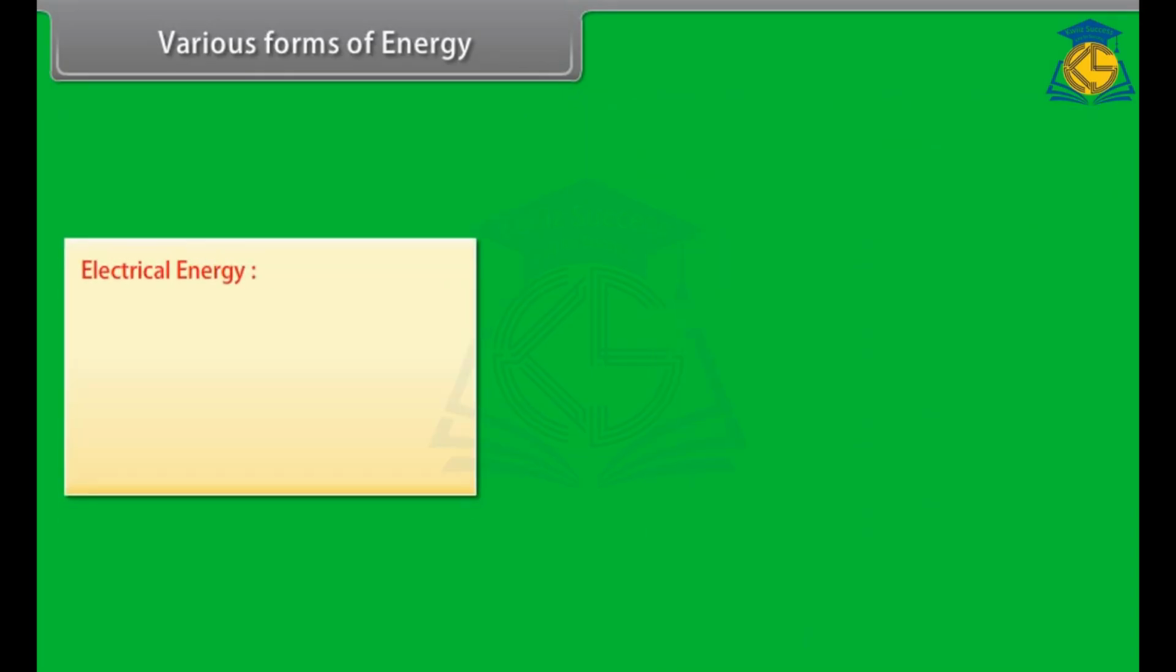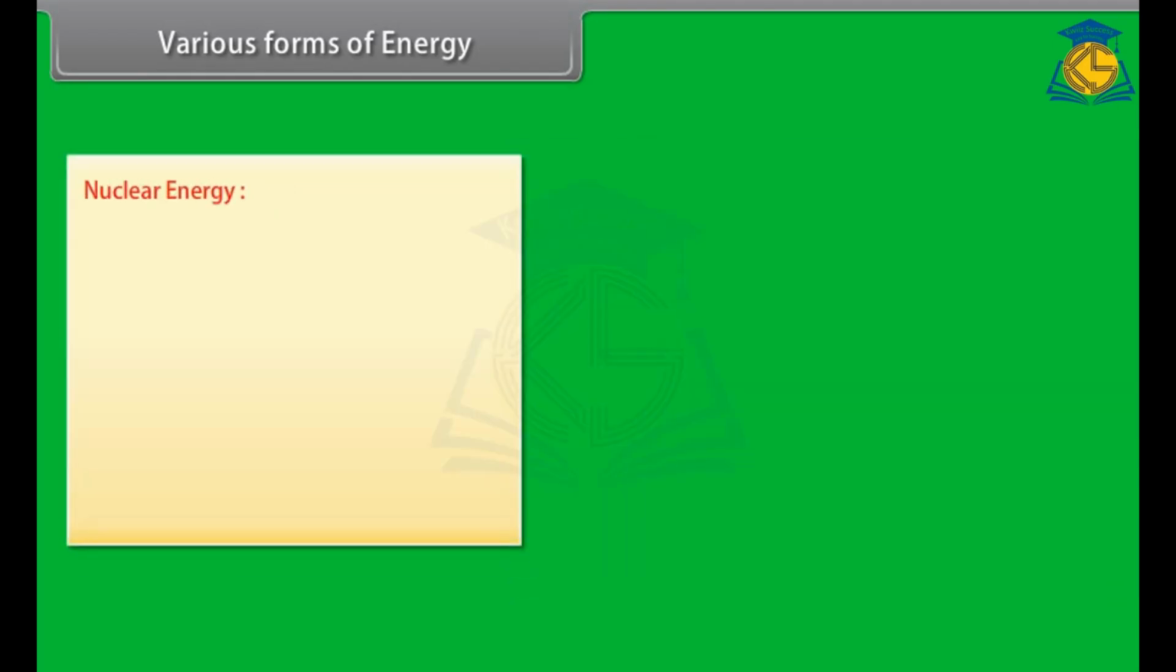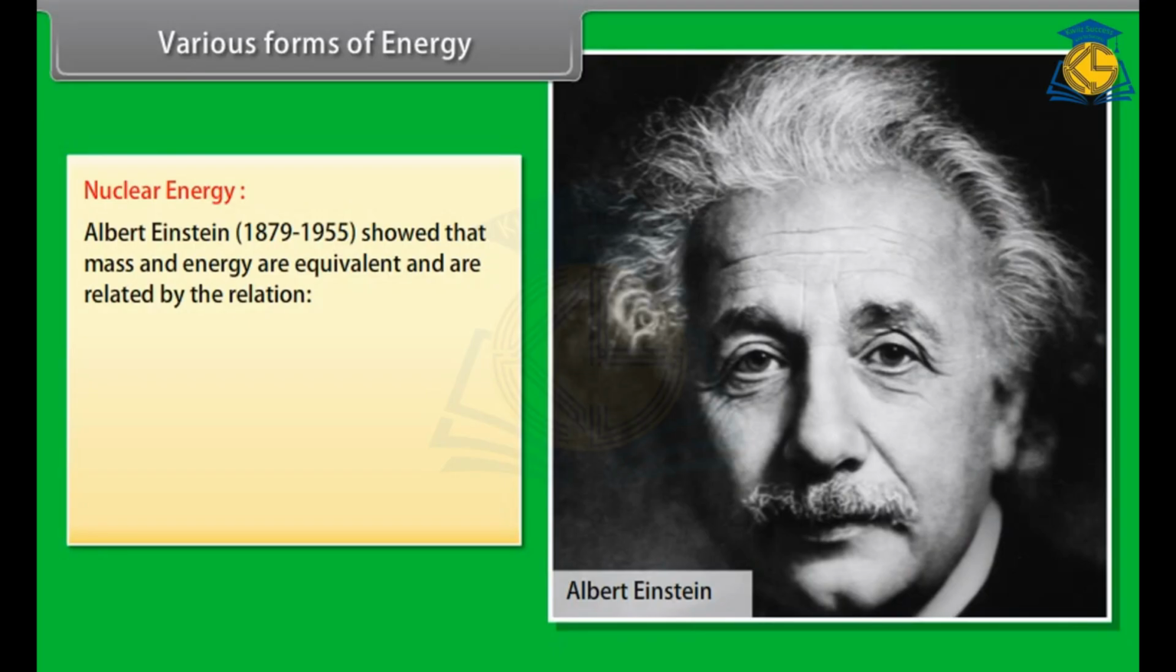absorbed. Electrical energy. Electric charges and currents attract or repel each other. Thus, work needs to be done in general to move them with respect to one another. The energy associated with this work is called electrical energy. Nuclear energy. Albert Einstein, 1879 to 1955, showed that mass and energy are equivalent and are related by the relation E = mc², where c is the speed of light in vacuum.